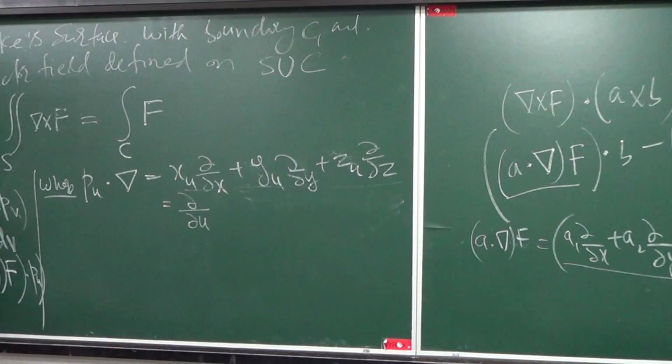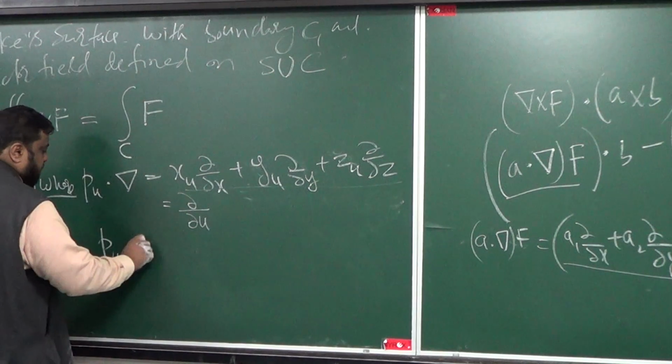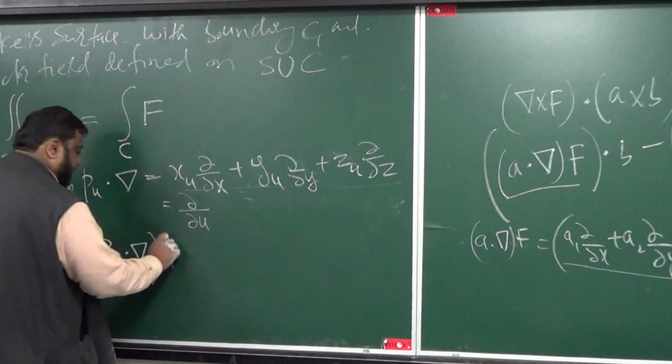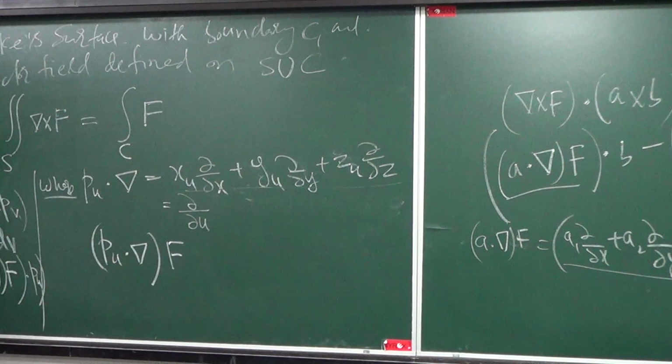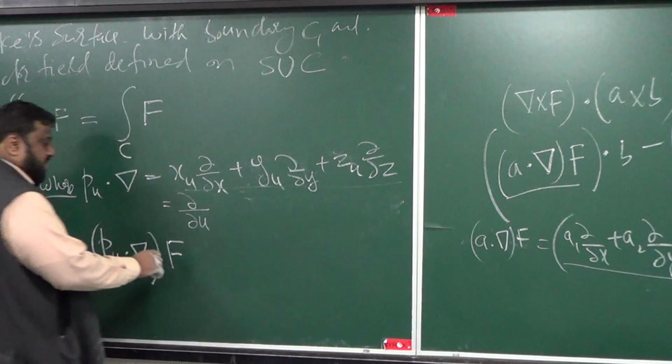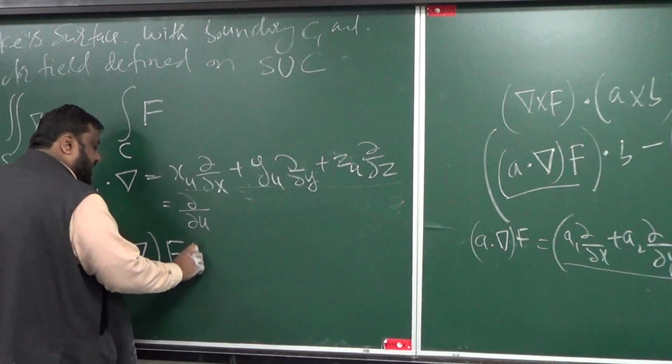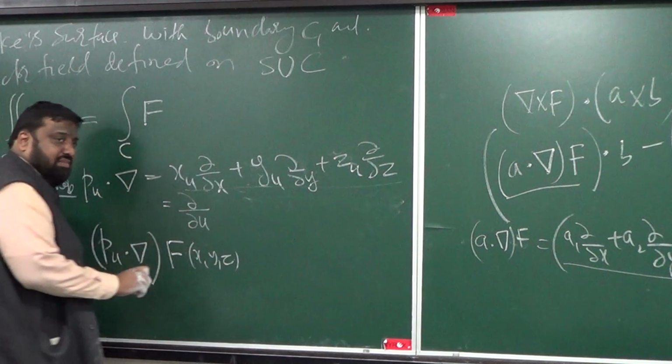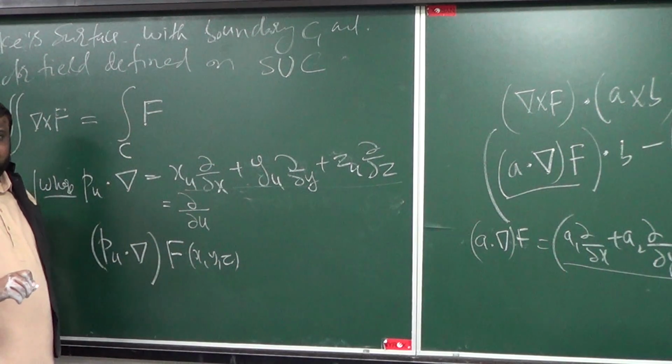And f, I know that it depends on x, y, z. And similarly for pv. And now think of pu dot del operated onto f, where f is really depending on x, y, z. It really depends on x, y, z.